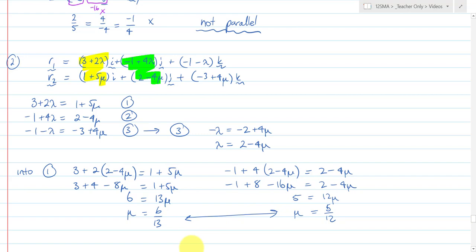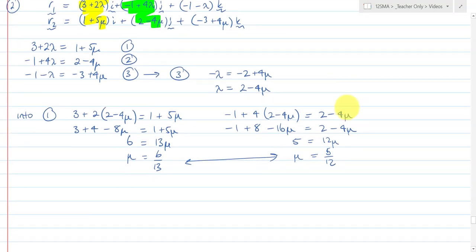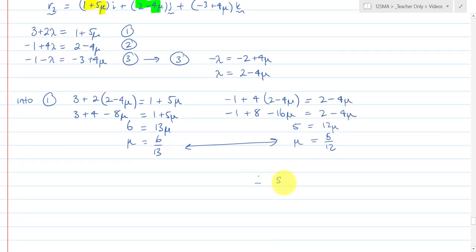Therefore, this is showing that mu is two different things to make these work, which implies that mu is neither of those things, and there is no possible mu to make this work, and therefore there's no possible lambda, and therefore we have skew lines, not parallel, and they don't intersect.